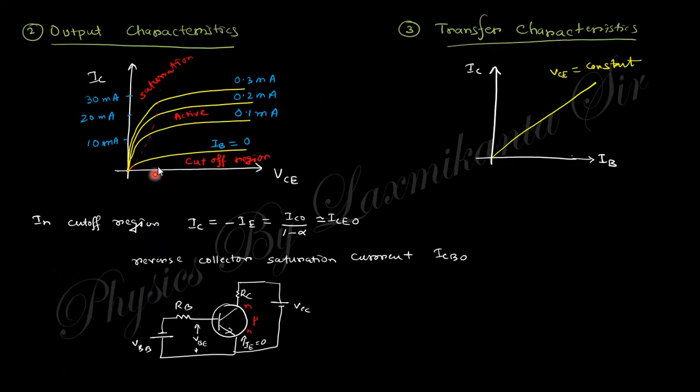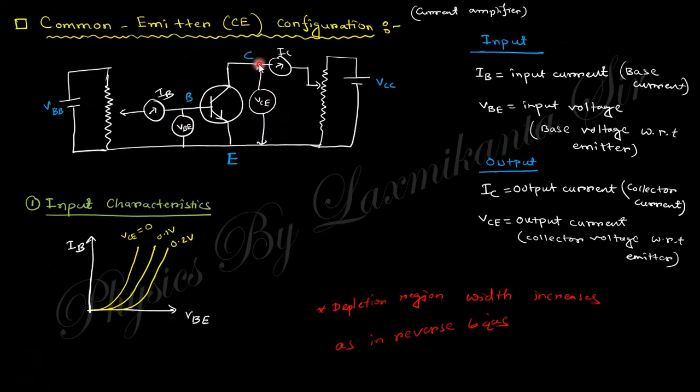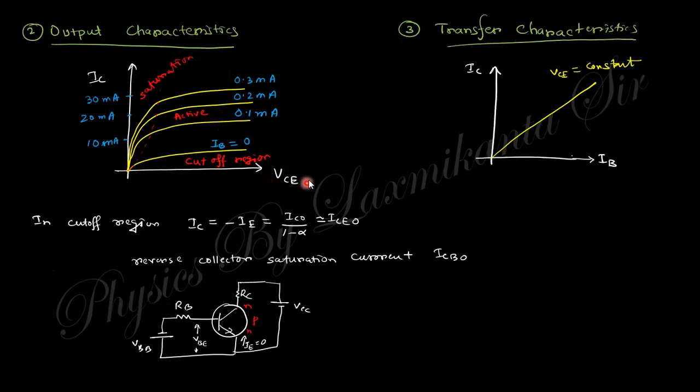Next is the output characteristics, with the cutoff, saturation and active regions. In the output characteristics, the output voltage and output current are denoted here: the voltage VCE, that is the collector voltage with respect to emitter, and the collector current IC, that is the output current. This is the output voltage and this is the output current.